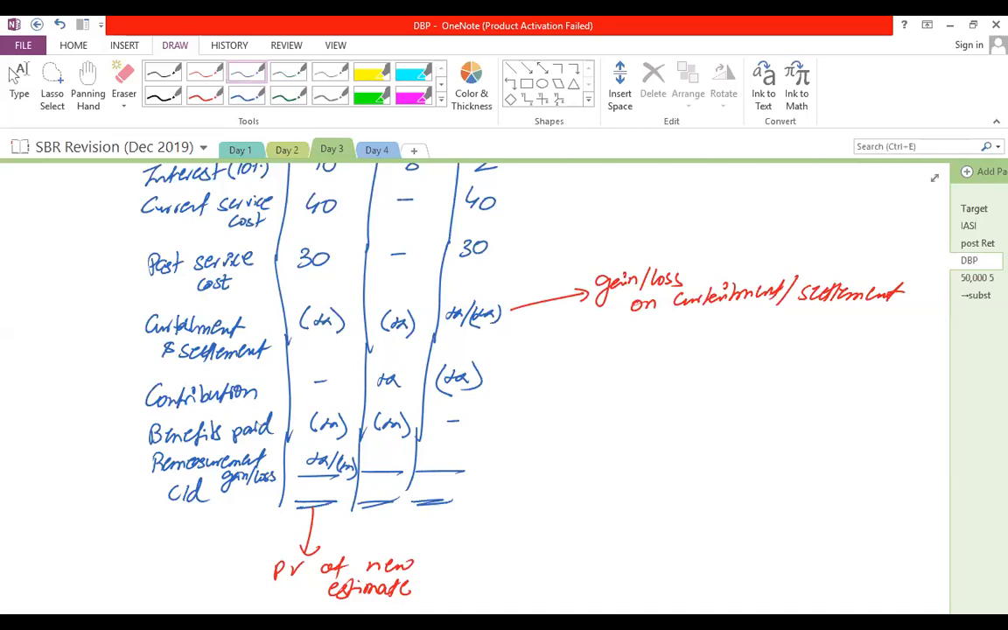Similarly, at the year end, the plan asset will be brought to its new fair value. This will also result in a balancing figure being taken to the P&L. And this way we are going to have a net value in the carry down as well.